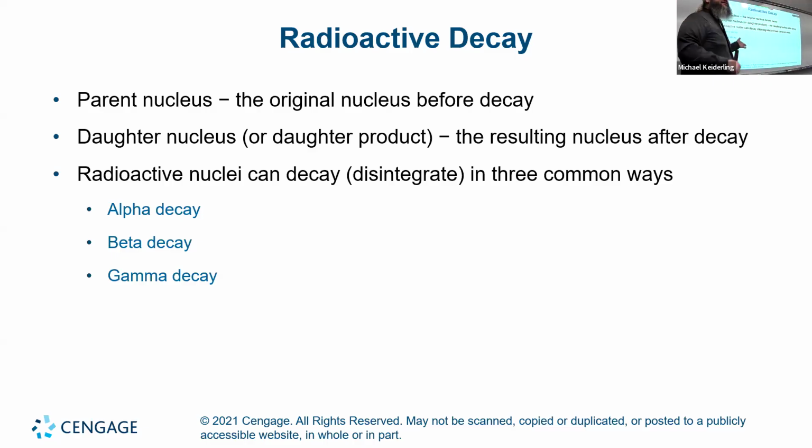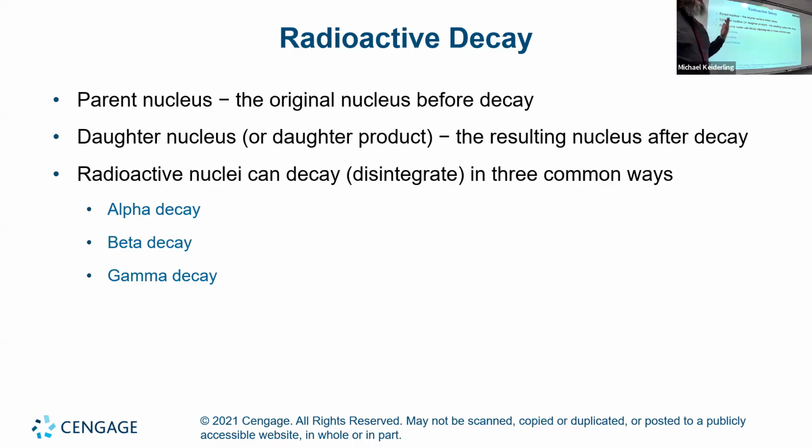And there's three common ways that a nucleus can decay. They are alpha decay, beta decay, and gamma decay. Alpha decay involves the emission of an alpha particle. This is a helium nucleus, 2 protons and 2 neutrons. The nucleus is unstable, so it spits off a lump of itself.